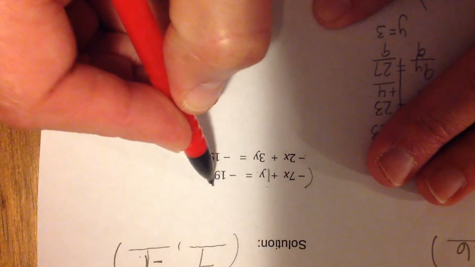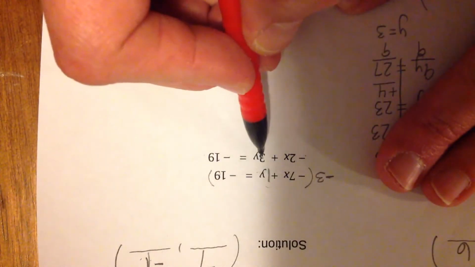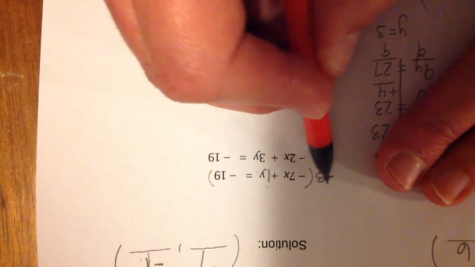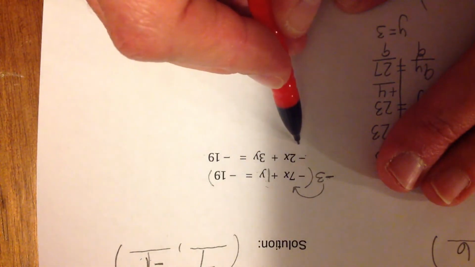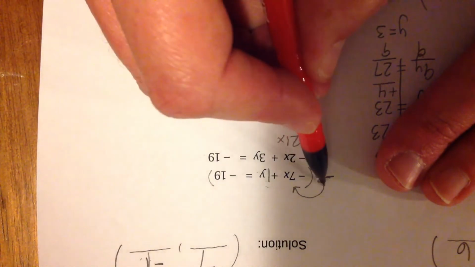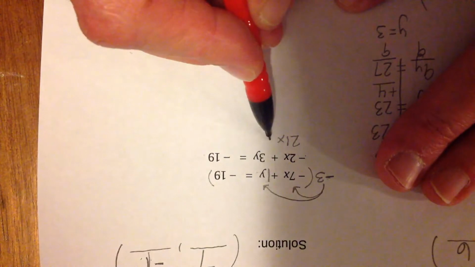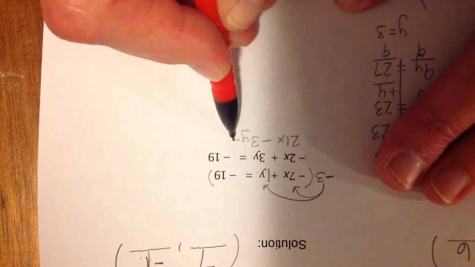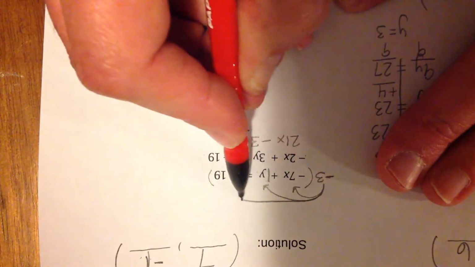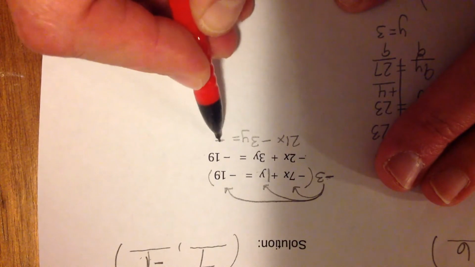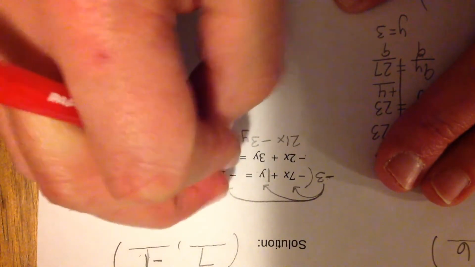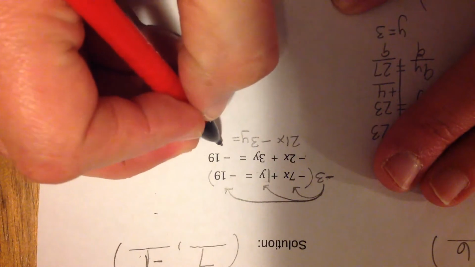If I multiply this entire equation up here by negative 3, then negative 3 times 1 is negative 3, which will cancel out with that 3. But I have to multiply negative 3 times each of these. Negative 3 times negative 7x is 21x. Negative 3 times 1y is negative 3y. And then I multiply negative 3 all the way over here times negative 19. That's going to give me positive 57.